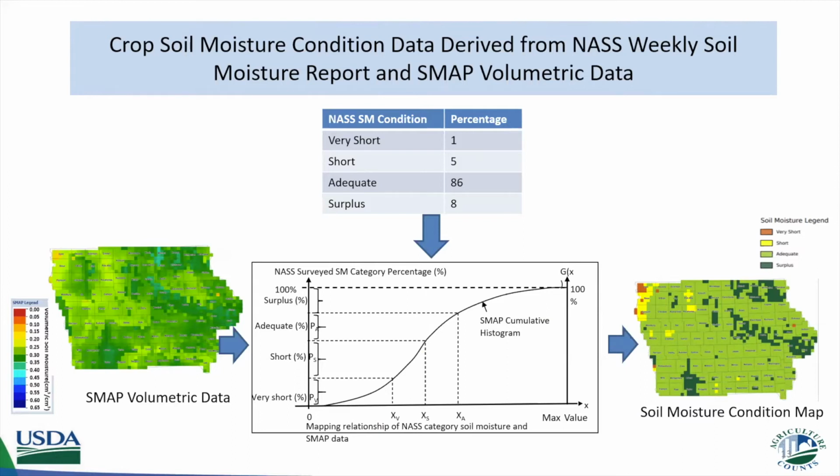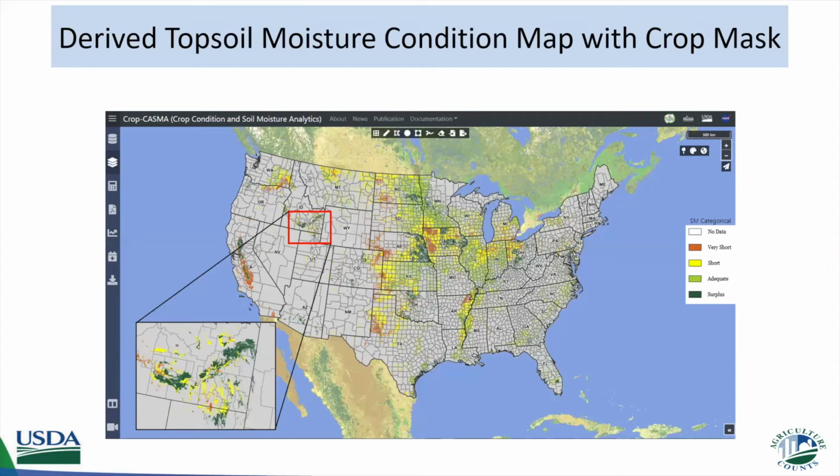Yeah, here is the condition map, but it applied a crop mask, so you will see the gray area is non-crop area, and all the other colors are the crop area. You will see that different crop areas have different soil moisture condition levels.